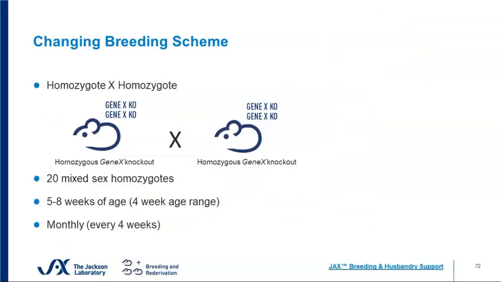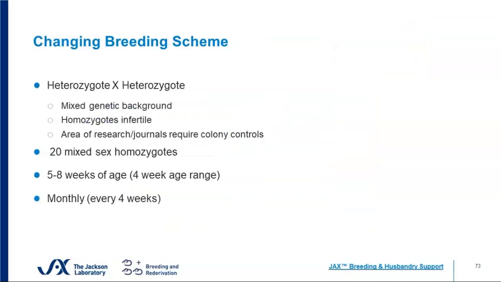And the last example I'll go through is changing the breeding scheme, just to walk through that. So we're going to switch from breeding home by home to breeding het by het. Maybe it's because your mouse strain is on a mixed genetic background and you need to use colony controls. Maybe the homozygotes of your knockout are infertile and you have to breed hets. Or maybe the area of research or the journals that you publish in require colony controls. Whatever that reason, let's just see what happens when we do this.